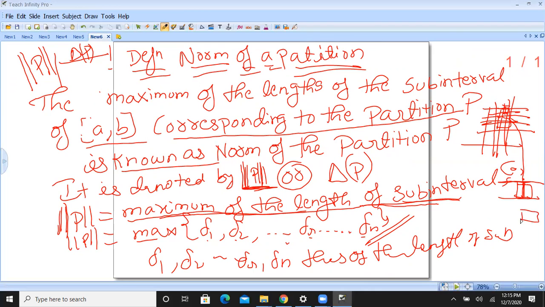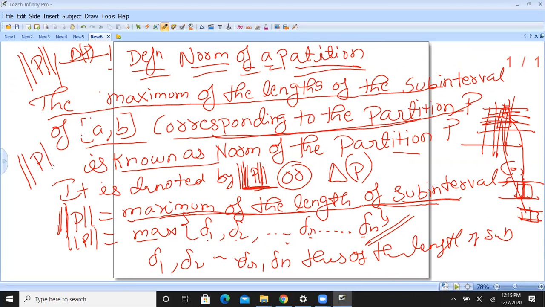In the next slide, the definition of the norm of the partition. For the subinterval boxes formed, we must find how much the length varies. For that we use the norm: the maximum length of the subintervals of [a, b] corresponding to the partition P is known as the norm of the partition. It is denoted by norm P, which equals the maximum length of the subintervals. This is also written as norm P is equal to max of delta 1, delta 2, delta r, delta n.